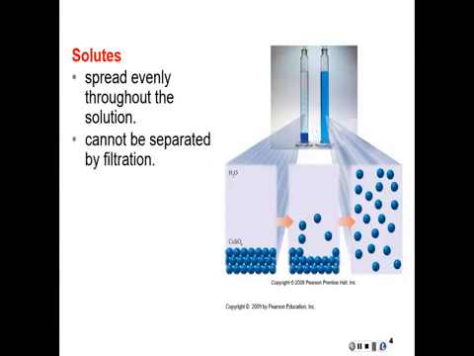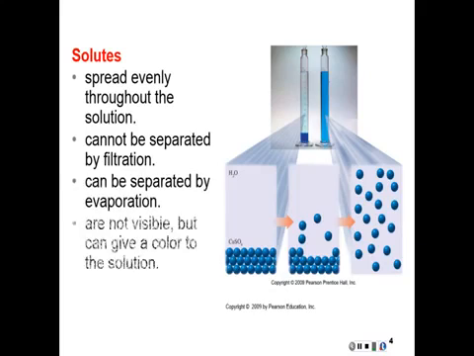If you try to separate this solution using filter paper, all of it will just pass right through the filter paper, so you won't be able to separate the solute that way. But you can separate it by evaporating the water. Now, the solute particles are so small they're not visible, and they don't reflect light at all, so you won't be able to see them. And they may give a color to the solution like this one does here, or they may not. So a solution can have a color, but it has to be clear to really be a solution.